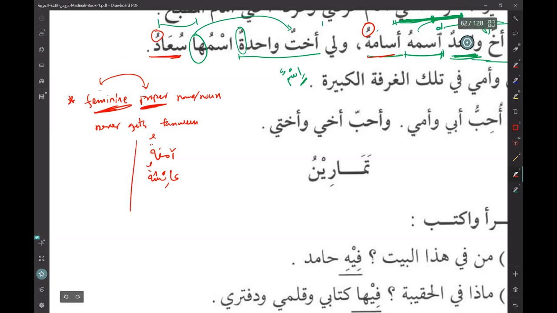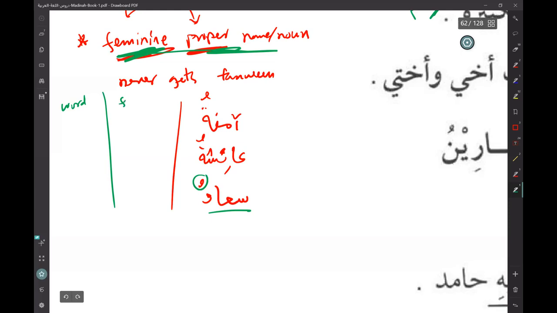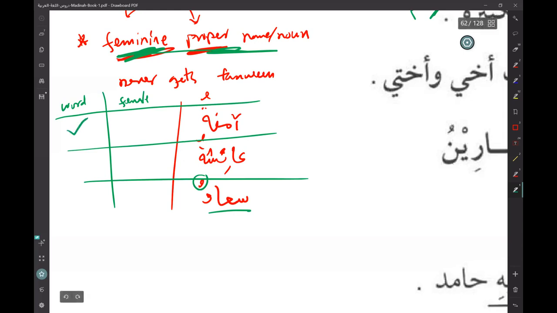Okay, good. So the question comes, what about here? Su'adu. I don't see any ta marbuta, but it is still a feminine proper name. So the word is feminine, and the person is also feminine. You understand? Amina, the word is feminine because it has ta marbuta, and we also refer with Amina to a female person, right?